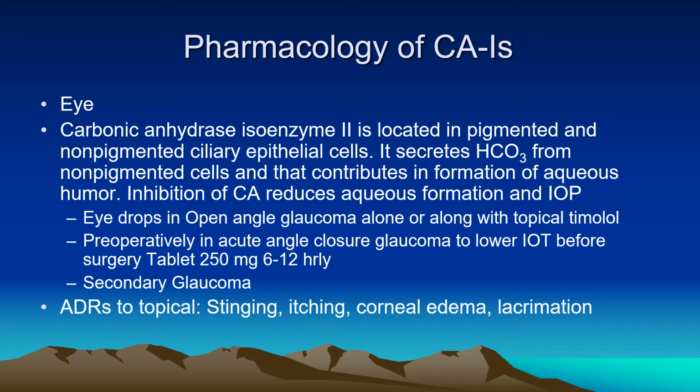Ocular effects of the carbonic anhydrase inhibitors are reduction in the formation of aqueous humor, because there is reduction in the secretion of bicarbonate, and also reduction in the intraocular tension. For the purpose of reduction of intraocular tension, they are considered to be good drugs for the treatment of glaucoma. Acetazolamide is given orally in the treatment of acute angle closure glaucoma, preoperatively also, to lower tension before surgery is contemplated. It is also useful in secondary glaucoma.